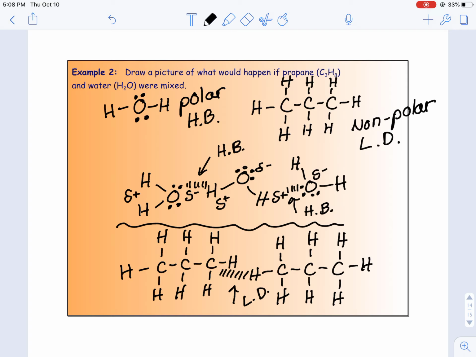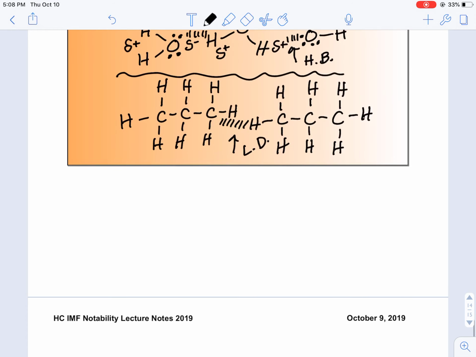Okay, so make sure that your answer is complete when you're presented with a question like this. You will have a couple of these on your test next week. Okay, I've got one more example to show you.